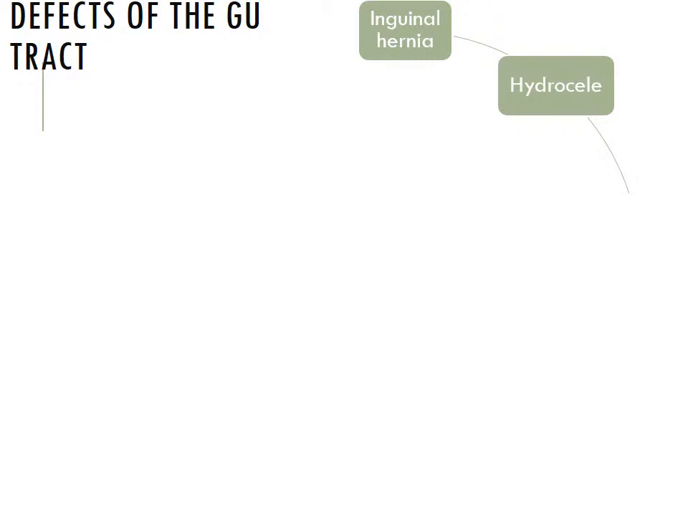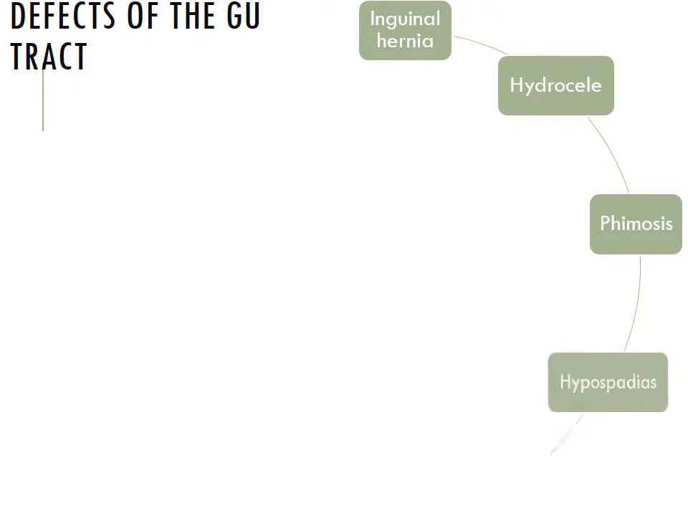Let's briefly discuss the defects of the GU tract. We have the inguinal hernia. You know what this is already. It's usually fixed surgically. We have a hydrocele. That's fluid in the scrotum, and it's fixed surgically. We have phimosis. That's narrowing or stenosis of the prepucial opening of the foreskin.